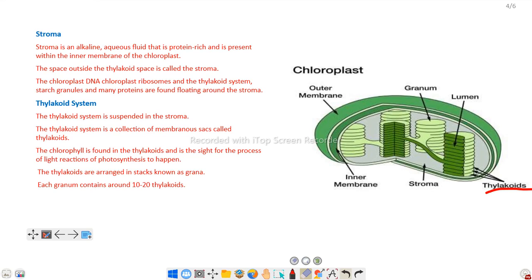Okay. The thylakoids are arranged in stacks known as grana. Each granum contains around 10 to 20 thylakoids.